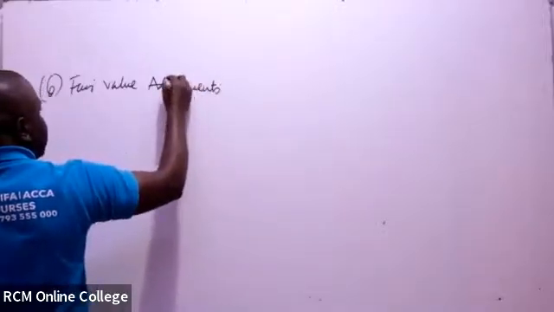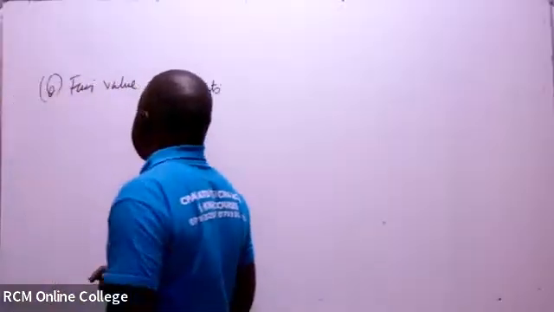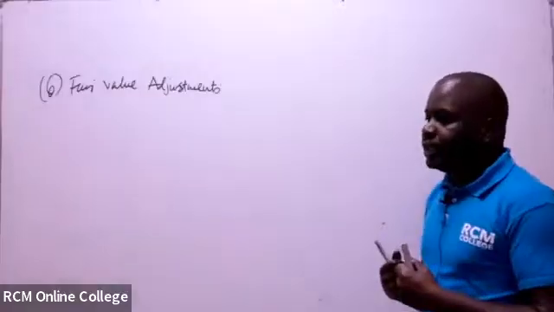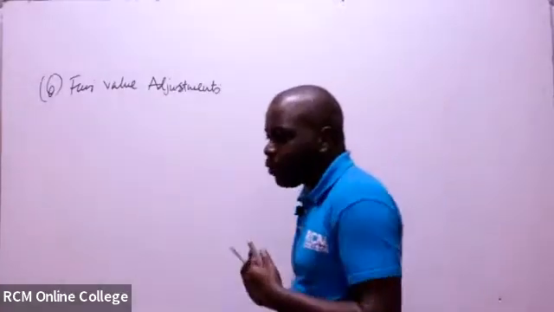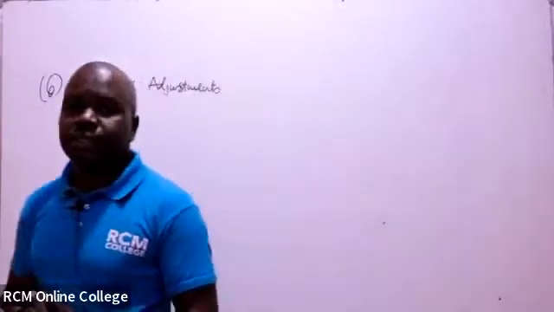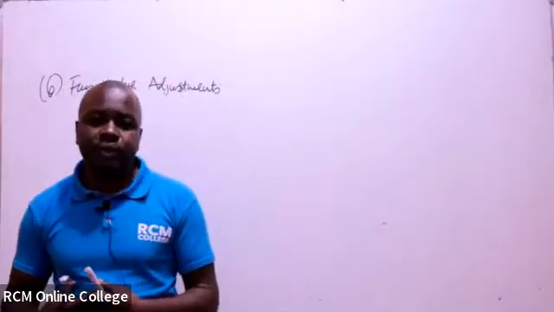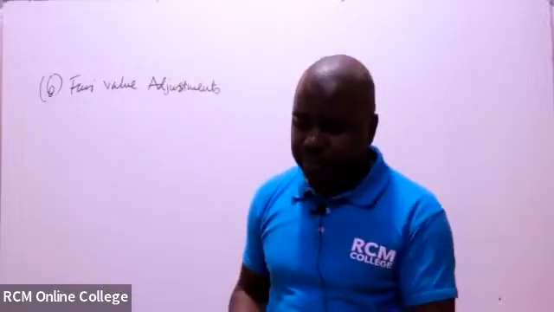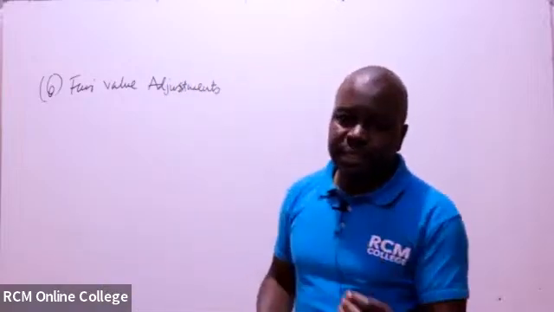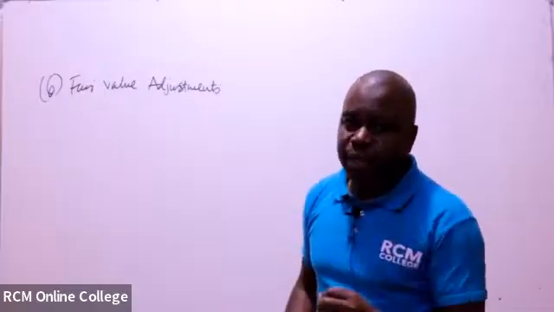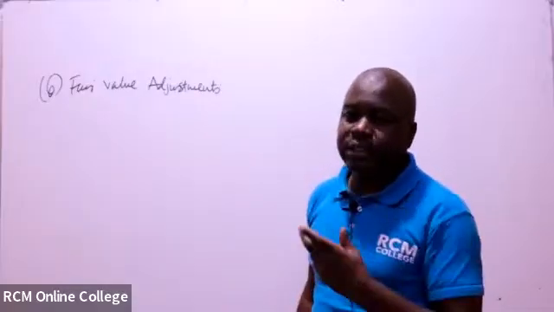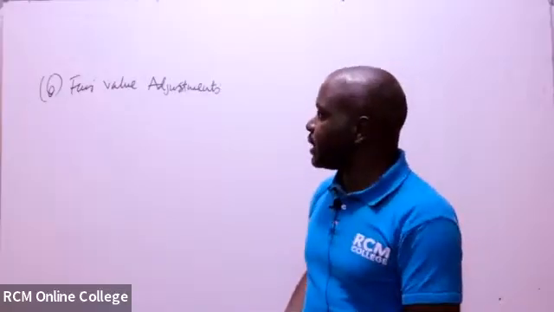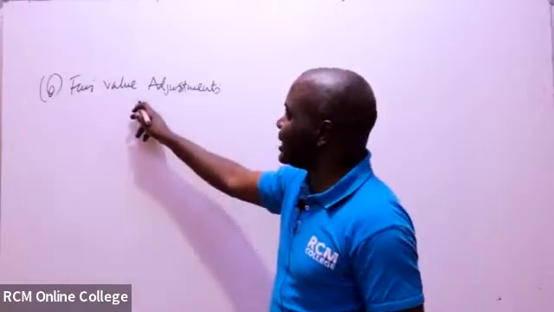Fair value adjustments. Sometimes on the point of acquisition, the assets acquired might be revalued. For example, they might tell you that under property, plant, and equipment, an item which was worth 60 million, on acquisition, was revalued from 60 million to 80 million. So that means their fair value has to be adjusted.